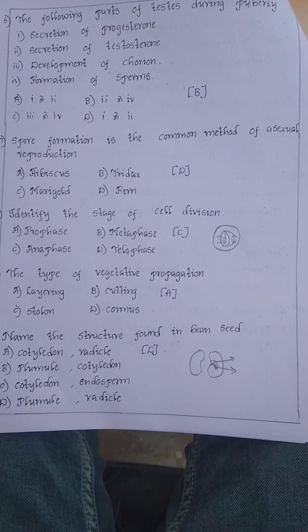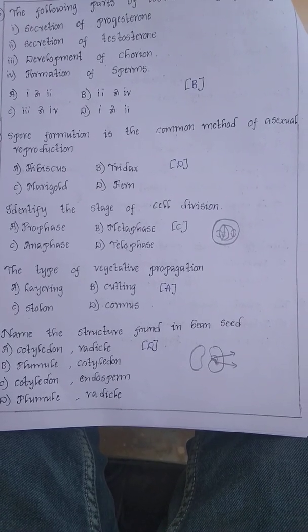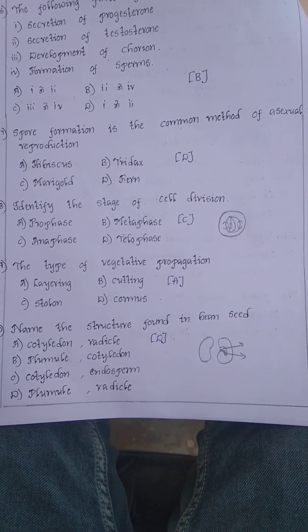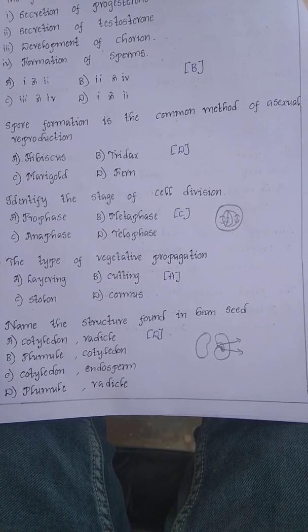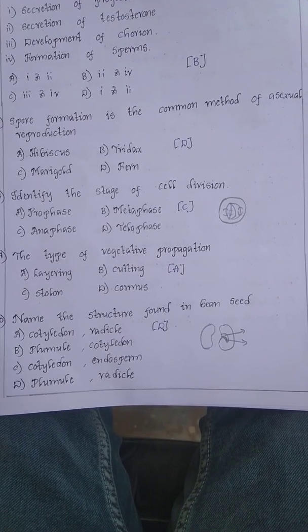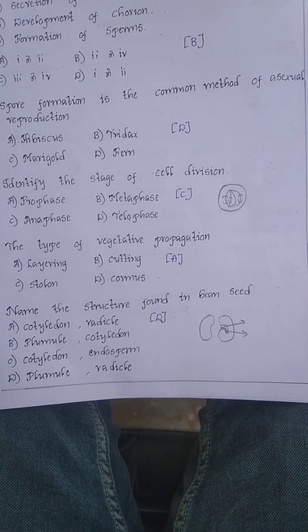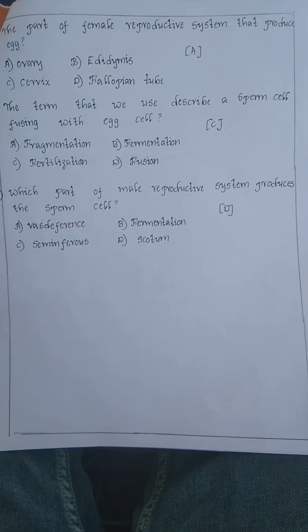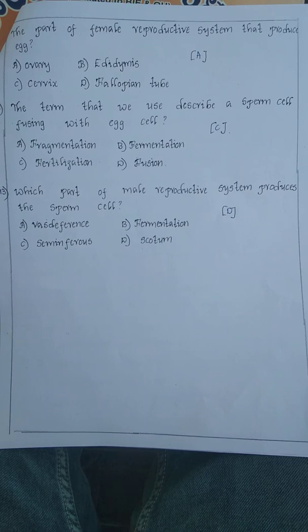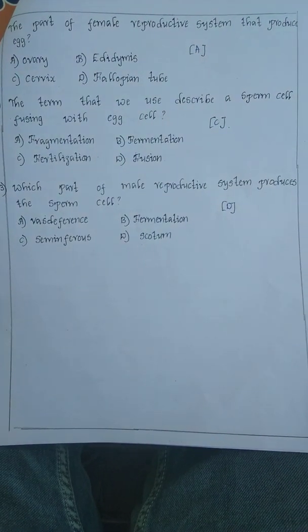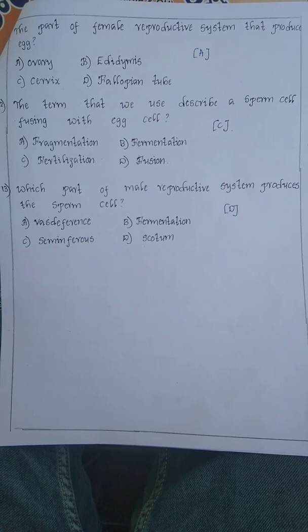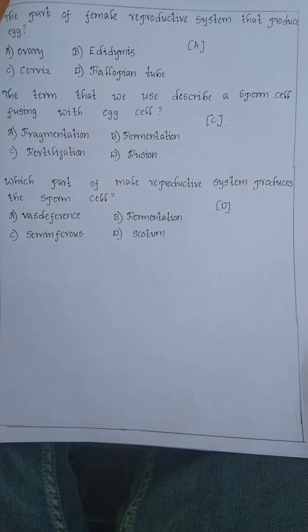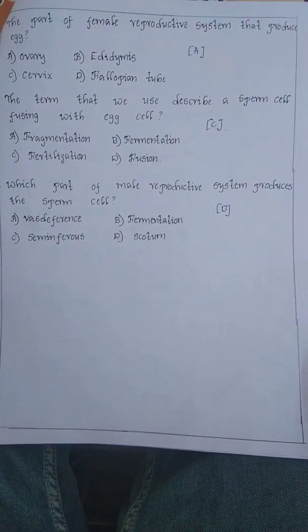Spore formation is the common method of asexual reproduction in fungi. Identify the stage of cell division. Here it is anaphase. The type of vegetative propagation is layering. Name the structure found in bean seed, that is plumule, radicle, right? The part of the female reproductive system that produces egg, ovary. The term we use to describe a sperm cell fusing with egg cell is fertilization. Which part of the male reproductive system produces the sperm cell, that is scrotum, right? This is our chapter number 6, reproduction.